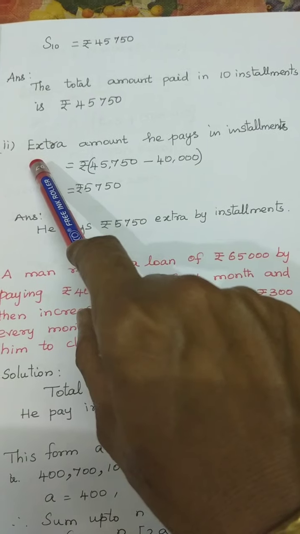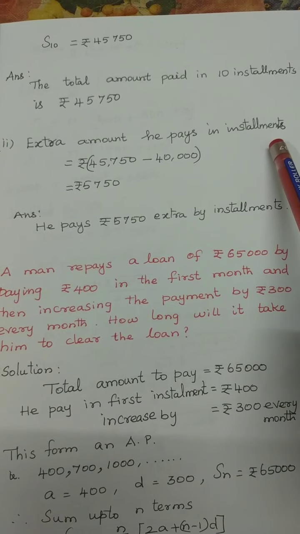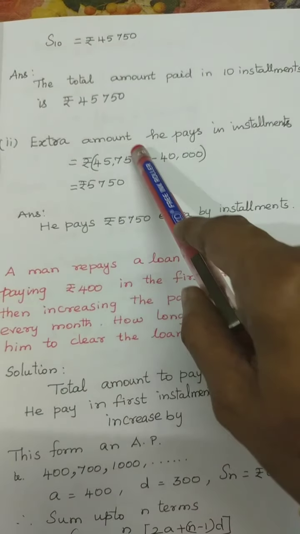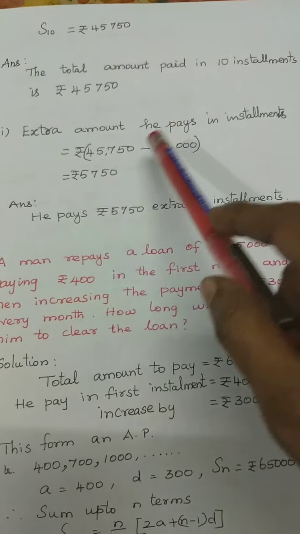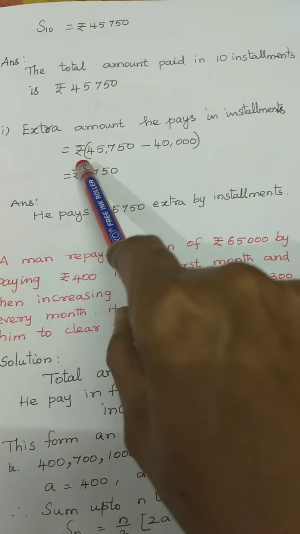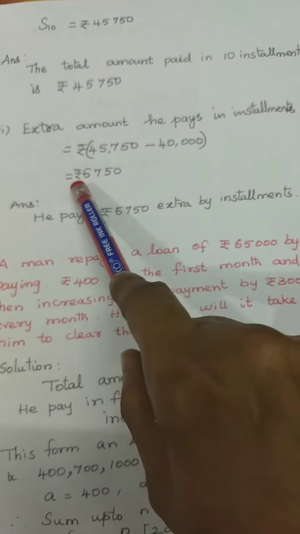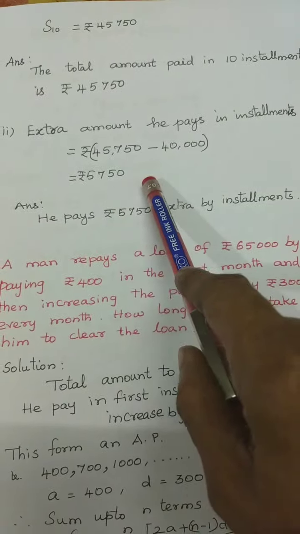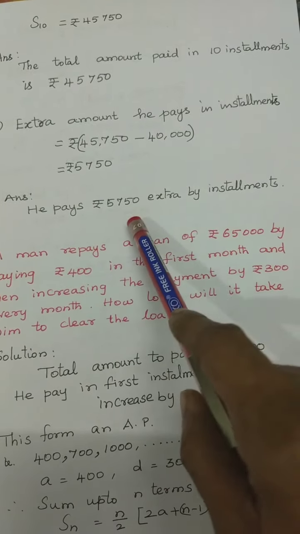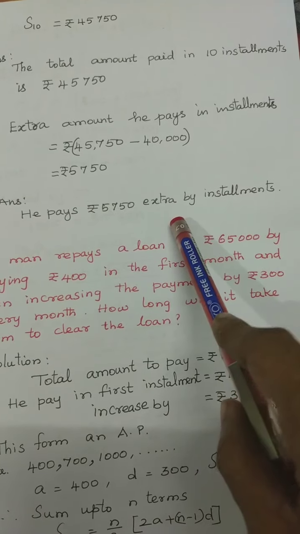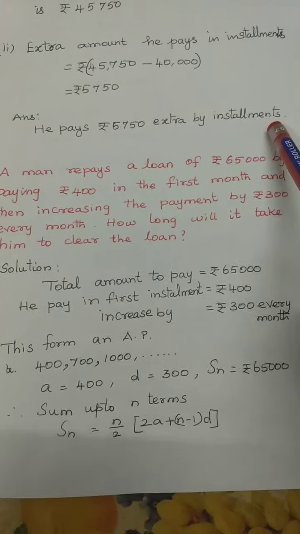So the second question is the extra amount he pays in installments, that is, how much extra amount he has to pay. 45,750 minus 40,000, then rupees 5,750 is the extra amount. He pays rupees 5,750 extra by installments. That is the answer to the second one.